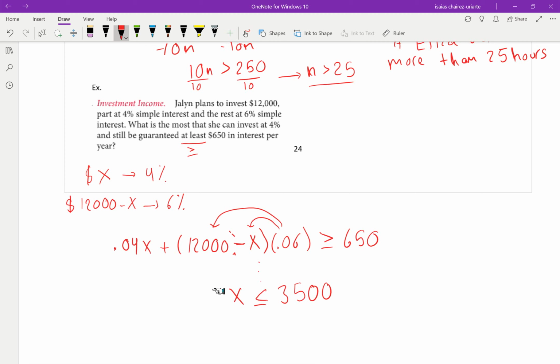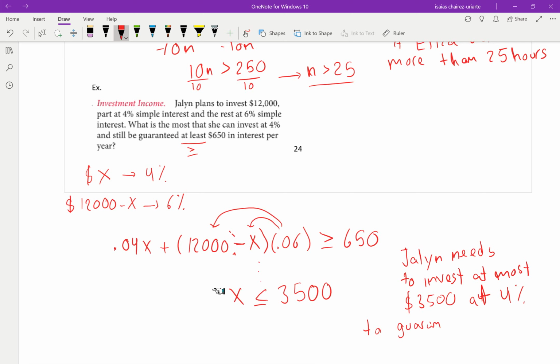And so I guess what we can conclude here is that Jalen needs to invest at most 3,500 at 4% to guarantee 650 in interest.